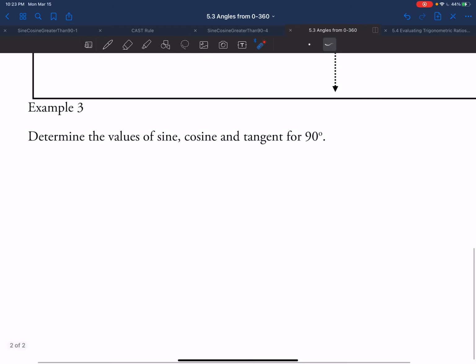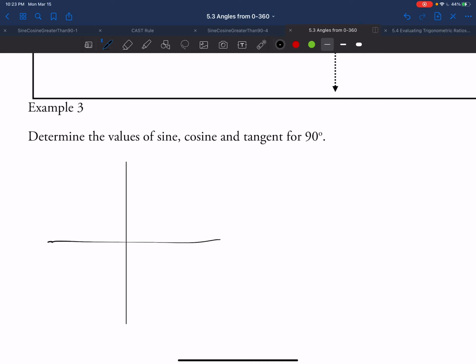But what happens if you can't make a triangle? So say we're asking for the sine, cos, and tan of 90 degrees. The problem is that 90 degrees is there. I can't make a right angle triangle to figure out what the opposite side, adjacent, and hypotenuse is.